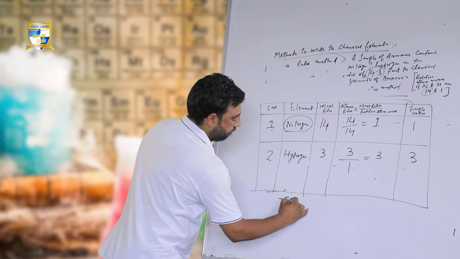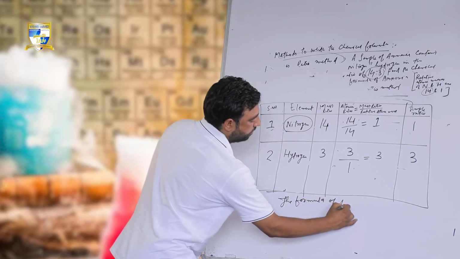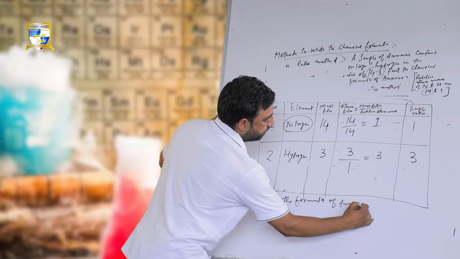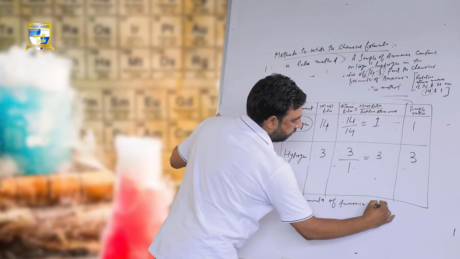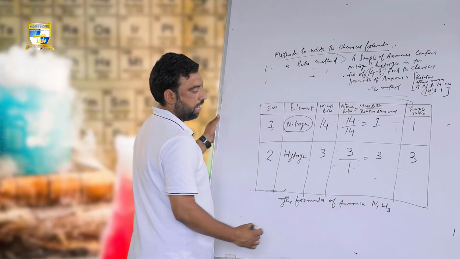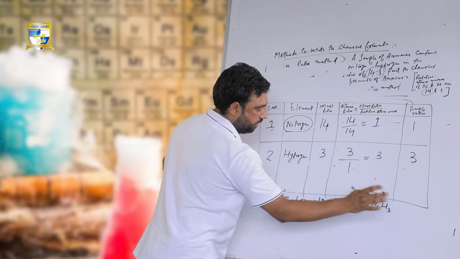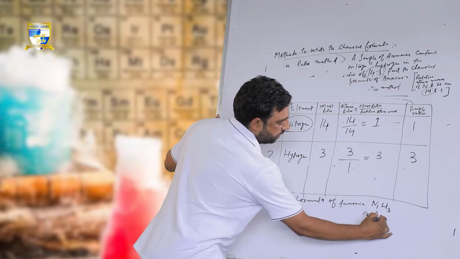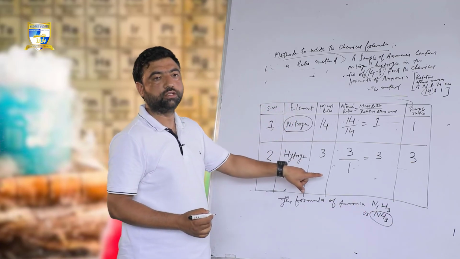Then the formula of ammonia becomes N1H3. N1H3. The 1 in the subscript is omitted, ignored, and the formula becomes NH3. I hope you have understood this.